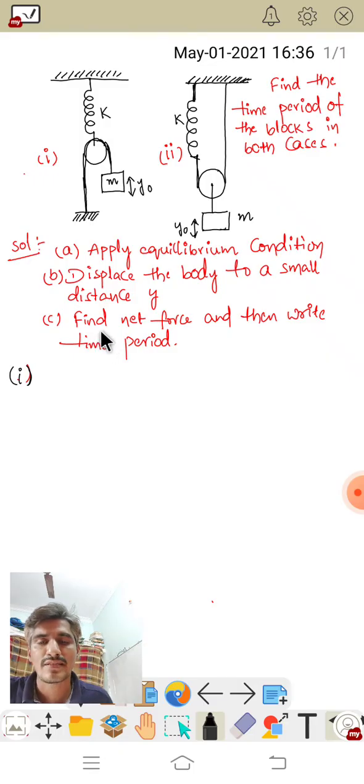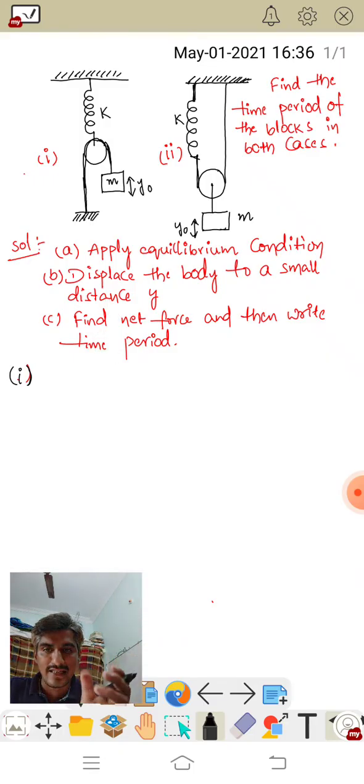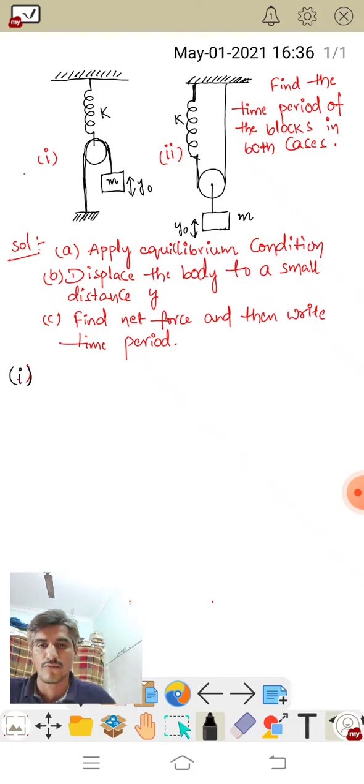Then what happens later? If we pull it to a distance y and release it, it comes into simple harmonic motion, and there we need to find out the net force. When we pull it to a distance y, we need to find out the net force. This is the process. So first let us calculate, applying the equilibrium condition in the first case.